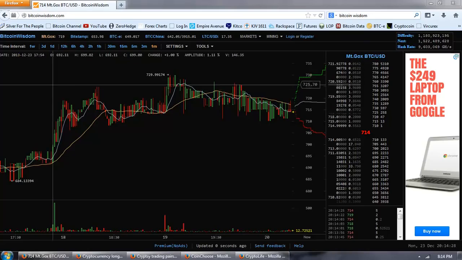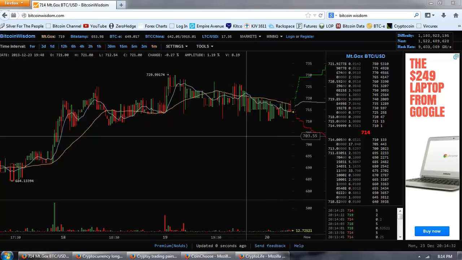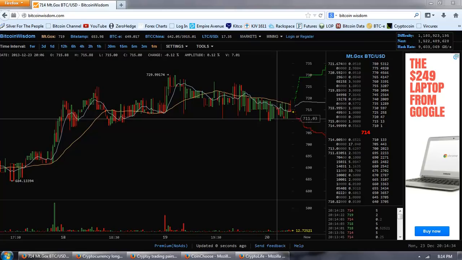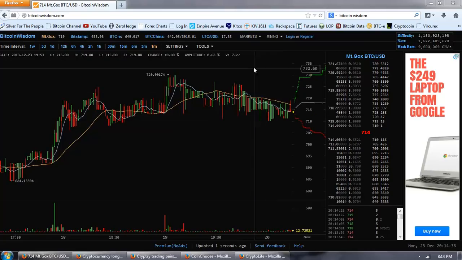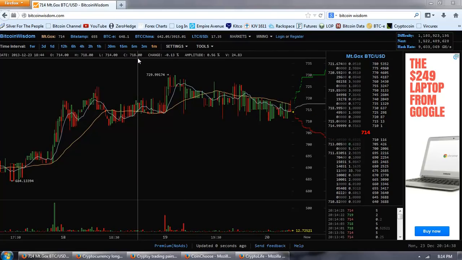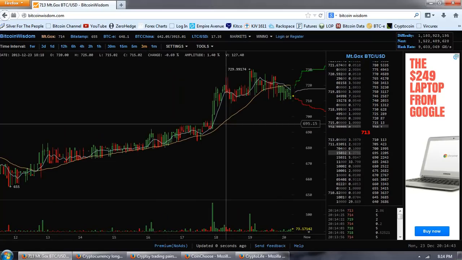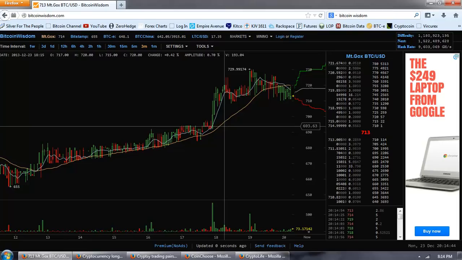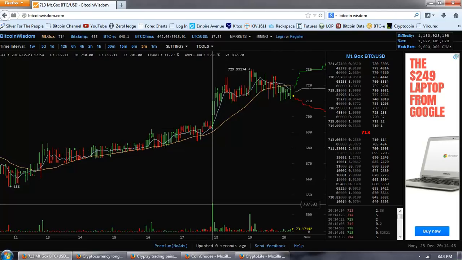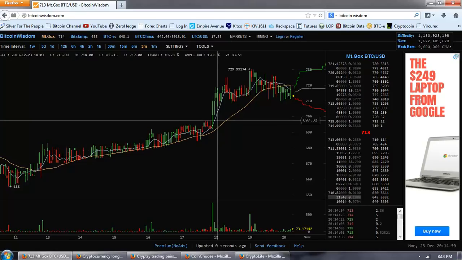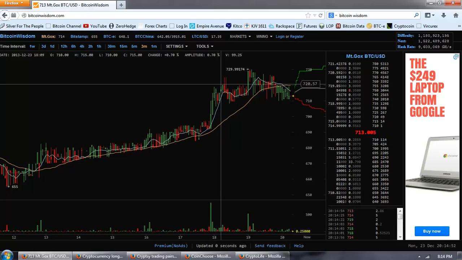This is the 1 minute chart of Mt. Gox on bitcoinwisdom.com. Now we're trading at about 715. That's actually a very important price level. The reason why is because you can see I pointed out on the blog that 700 has become a very important price level, and you can see the volume that came in on this breakout move through 700.